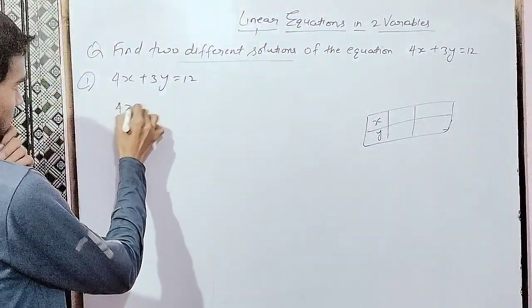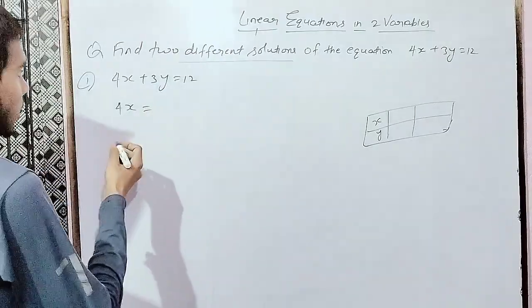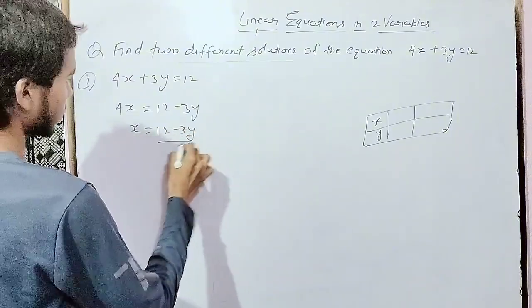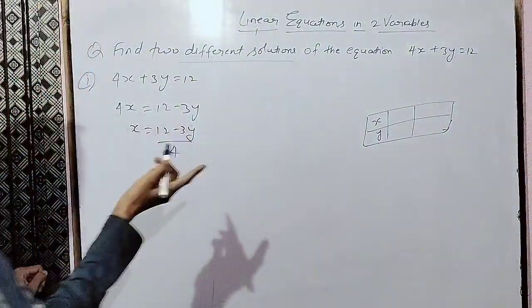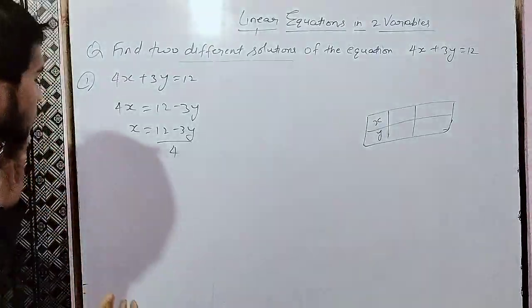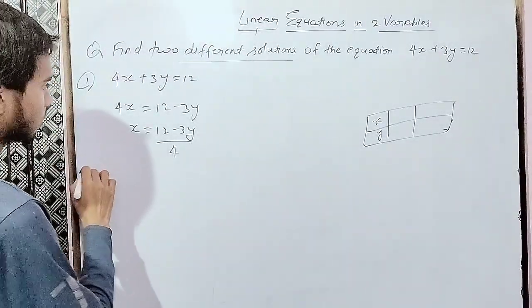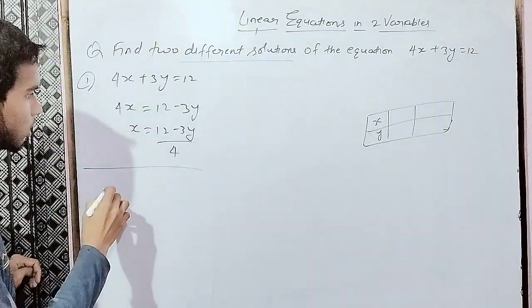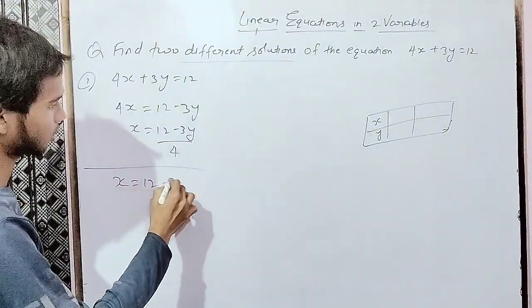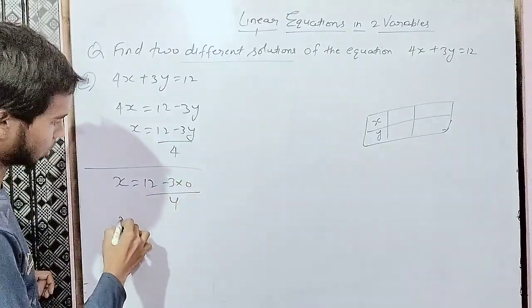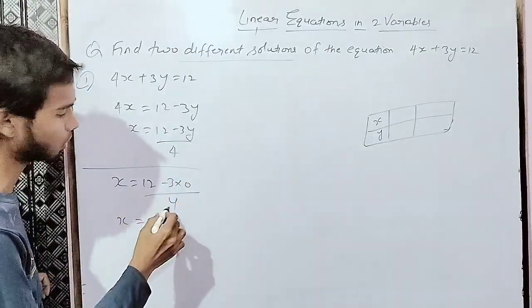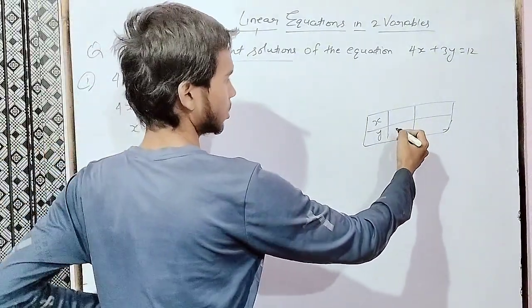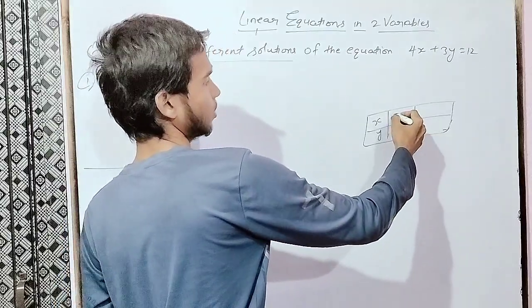So 4x equals 12 minus 3y, so x equals 12 minus 3y upon 4. Now we are able to put the value of any variable. First, let's start from 0, so 0 in place of y. It will become 12 minus 0, which is 12, over 4, so this will be 3. So when we put 0 in place of y, then x will be 3.